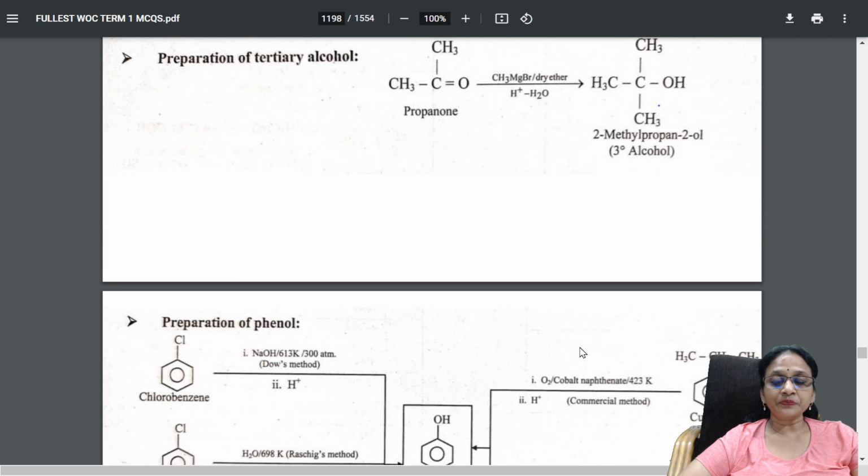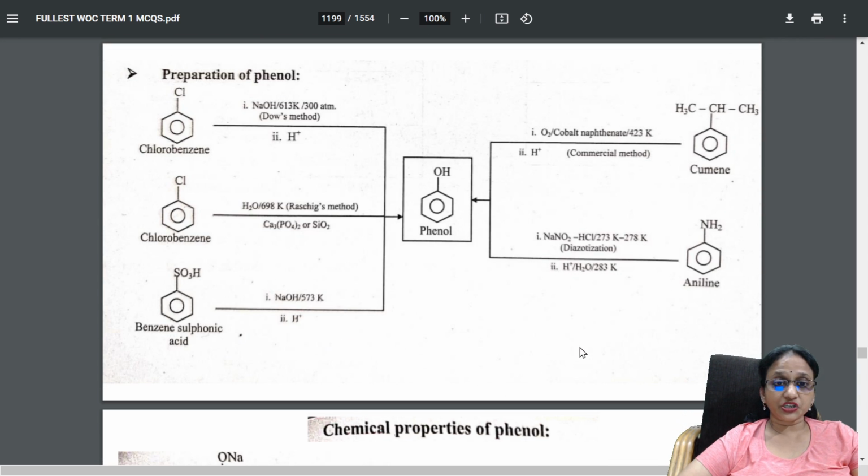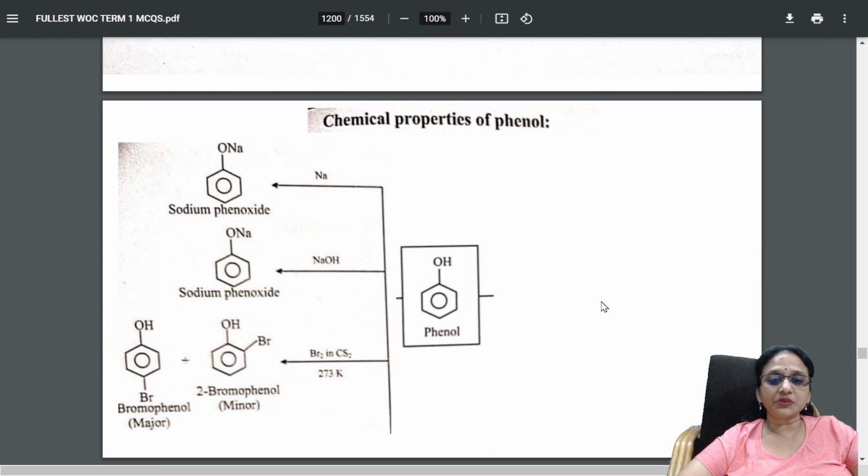So this is one. And next comes the preparations of phenols. I have given the preparations of phenols by using Dow's process, Raschig's process, using sodium hydroxide, benzene sulfonic acid, then the commercial method, that's nothing but using cumene. Yes, I can prepare phenol. Then the diazotization reaction using NaNO2 and HCl, right? All right.